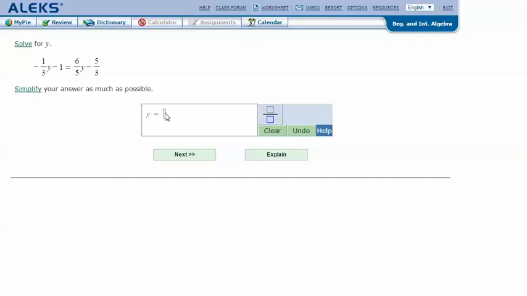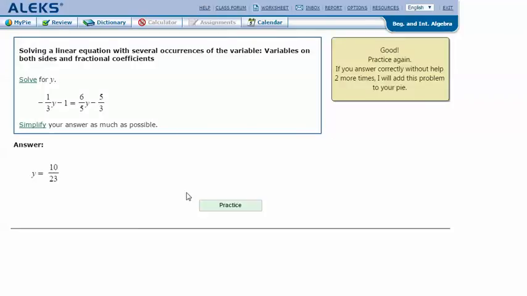In my Aleks screen, type in the answer that I got in my notes, 10/23, and click Next. And it says that I got the correct answer.